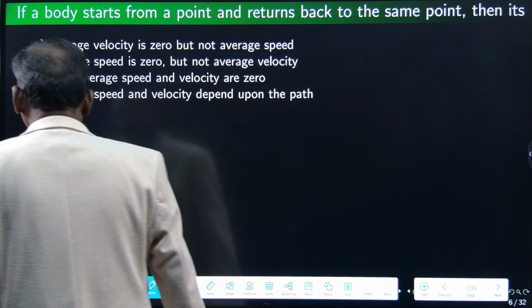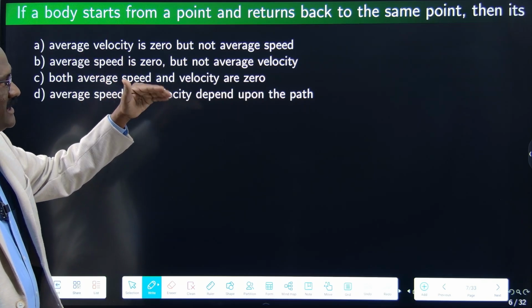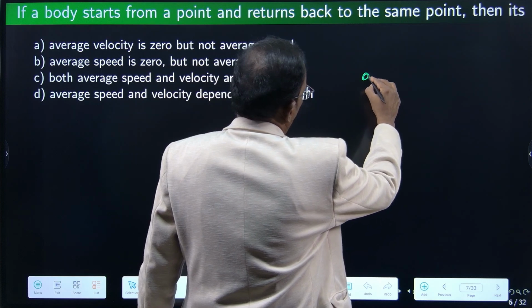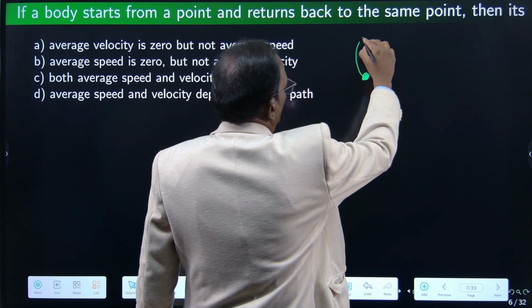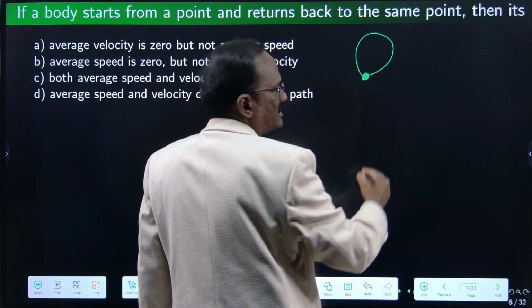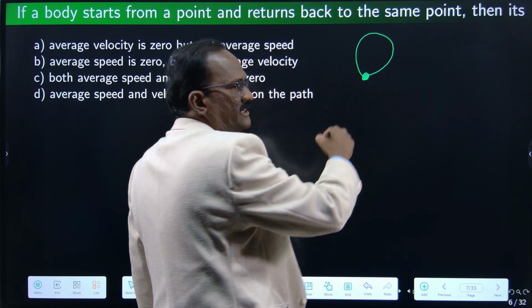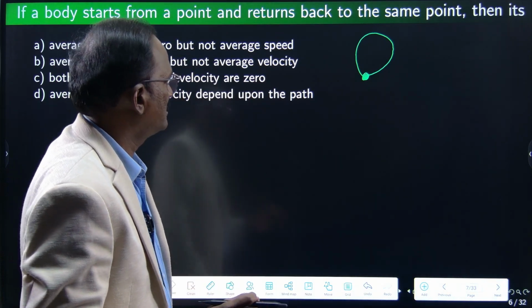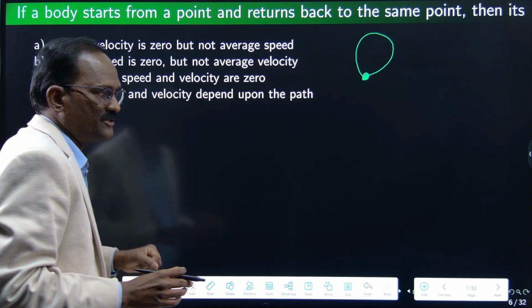So this question: if a body starts from a point and returns back to the same point, right? This is the position. The body starts and returns back to the same position. It travels, and again it is returning to where it started, right? Then its average velocity is 0, but not average speed.